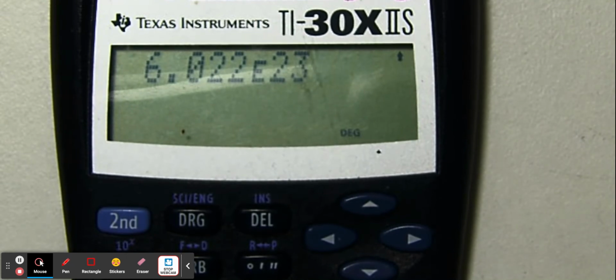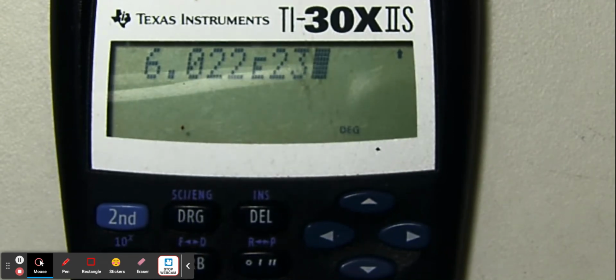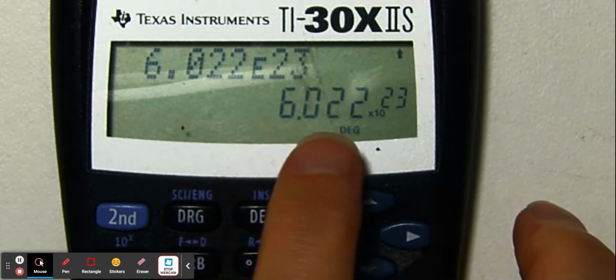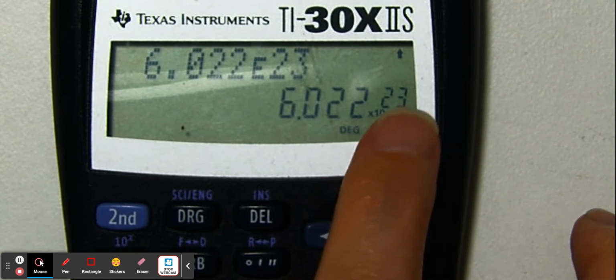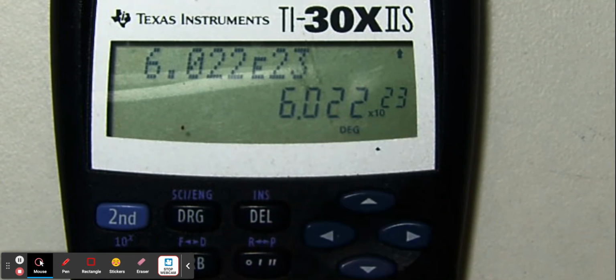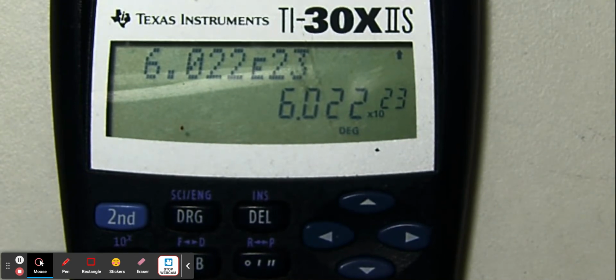Now, I can do anything I want with this number. I can divide it by a number. I can multiply by a number. But if I hit the equal sign, watch what happens. It'll give me what the number is. So if I hit equals, there it is. I have 6.022 times 10 to the 23rd. So that's that number, and I can do that with anything in scientific notation.